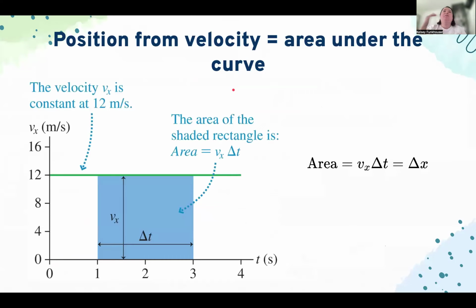You can also get position from a velocity graph. It's the area under the curve, or area under the graph. It's really the area between the line and the 0 velocity line, this line here. So for example, if we were looking at 1 to 3 seconds, what the displacement is, we would find the area between the 1 and 3 seconds on the graph.